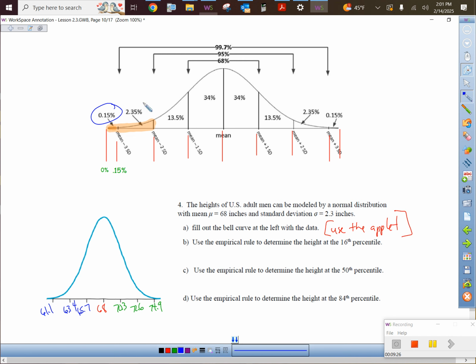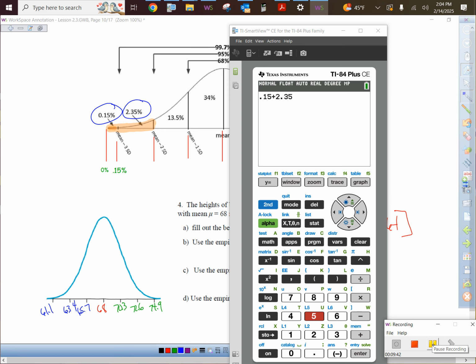Do you see we have to add those 2 percents together? That's 2.35% between 2 and 3 standard deviations, and then there was also that 0.15. So you have to add those 2 up. If you punch those in a calculator, that'd be awesome. Let's add those bad boys up. So I added those guys up, 0.15 and 2.35. Did you get 2.5?